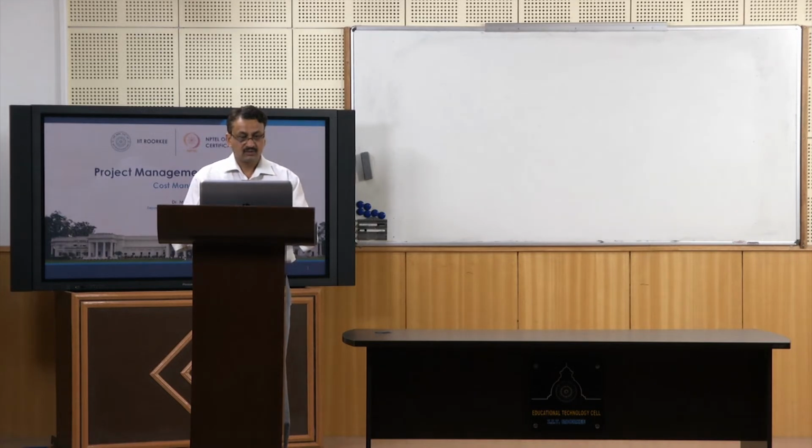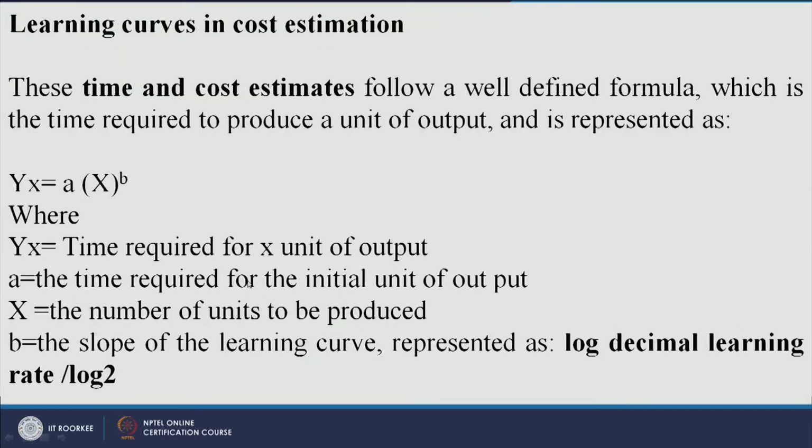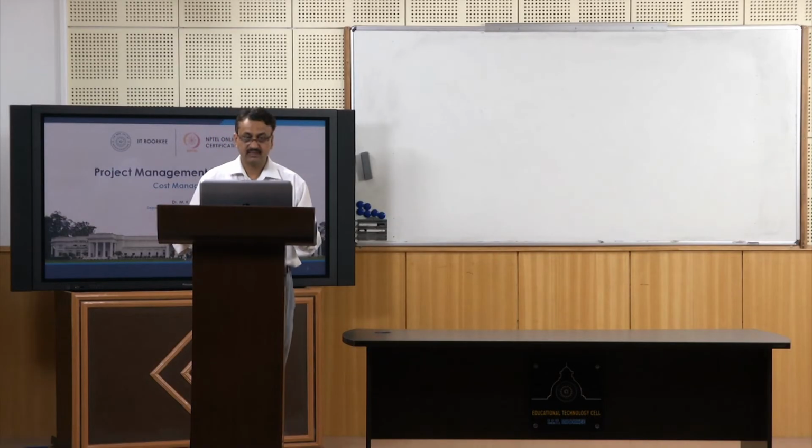Now, we also know from past experience that the learning rate of the activity is 0.6 or 60%. Now, we want to calculate how much time he will take to carry out the activity for the first time, or how much time he would have taken to complete that activity for the first time. So, we want to determine the value of A, and what is A? Time required for the initial unit of output. So, can you solve this question? Just take some time and try to solve this question.